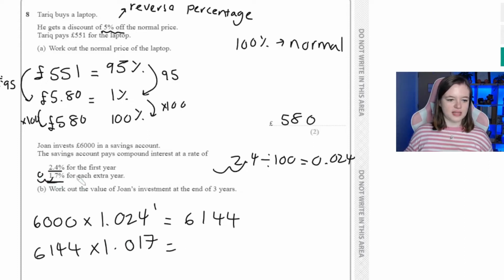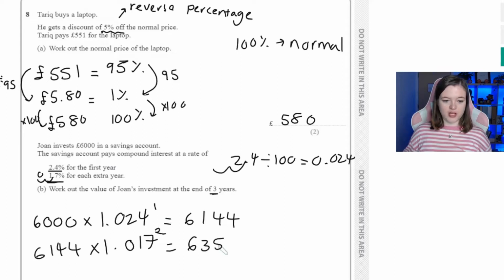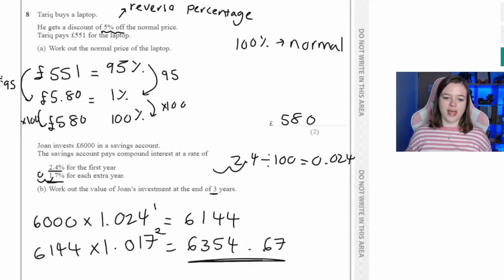And then it's each extra year. She's holding it for 3 years. So that's 2 extra years. So put 2 up there. Then you're doing 6,144 times 1.017 squared. And that gets you £6,354.67. That's how much Joan will have.